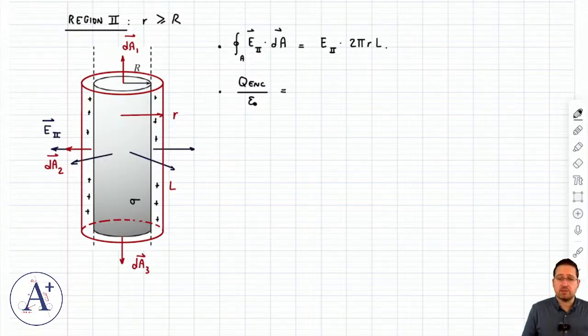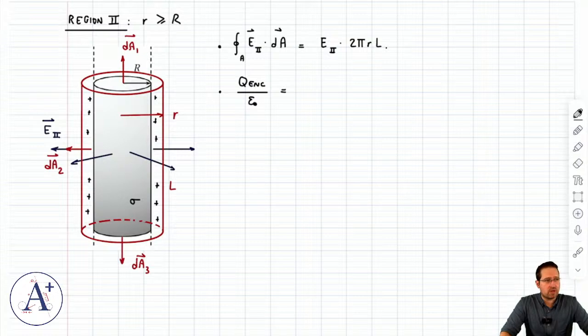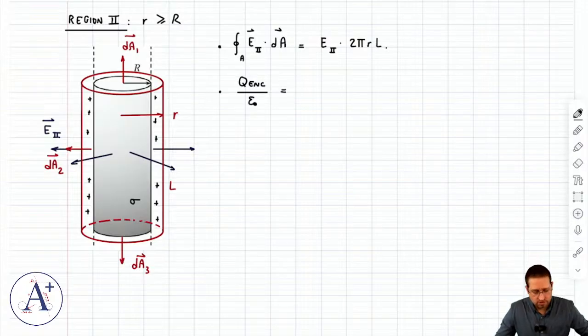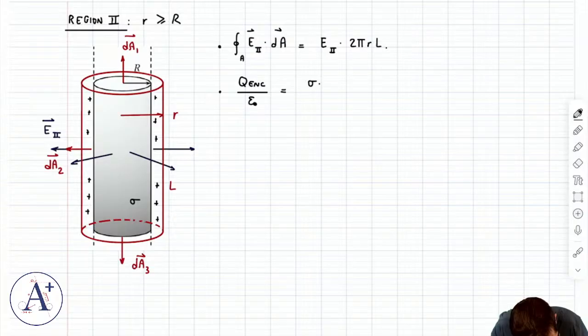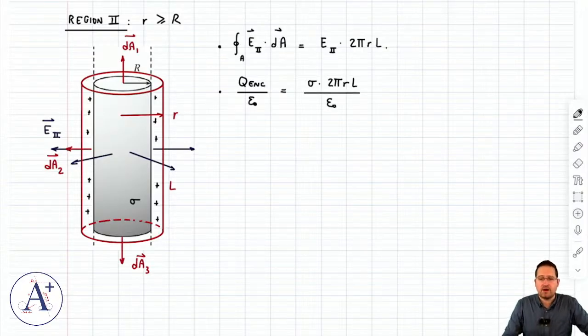Okay. Well, Q enclosed is defined by sigma. Sigma is charge per area. Okay. So if I have charge per area, what I would need to do is multiply sigma by area to get charge. And so Q enclosed is going to be sigma times the surface area of the cylinder, 2 pi RL, over epsilon naught. Now, there's something wrong with what I wrote. I purposely made an error that a lot of students make.